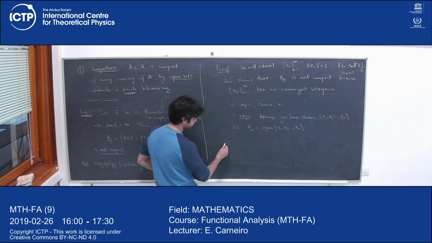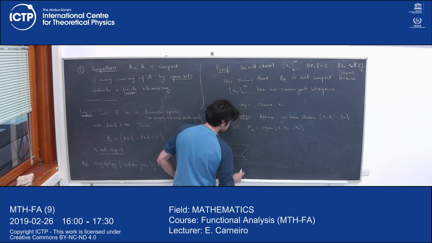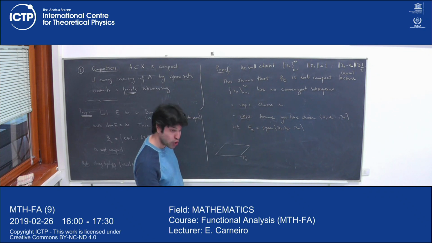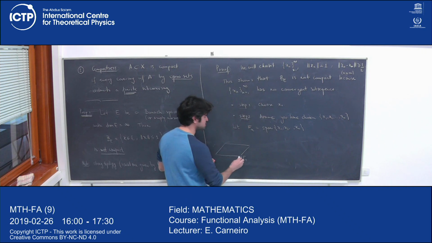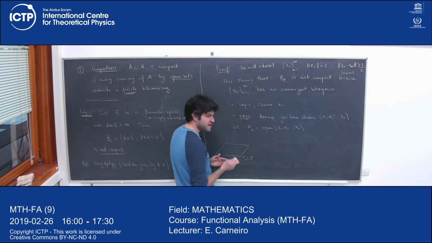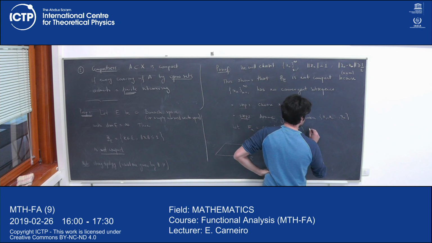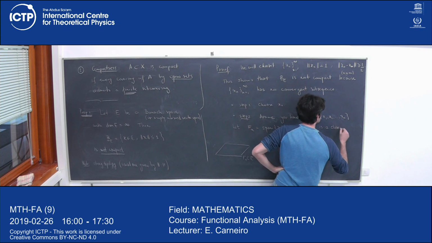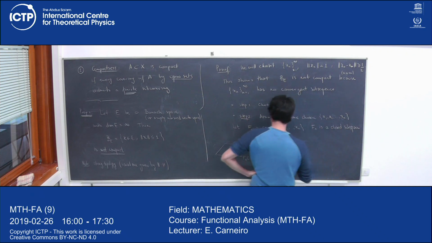So what can I do? So here's your Fn. It's a finite dimensional subspace. As a finite dimensional subspace, it's a closed subspace. Okay, so this is a finite dimensional subspace of E. Being finite dimensional, it's closed. Okay, so Fn is a closed subspace of E.